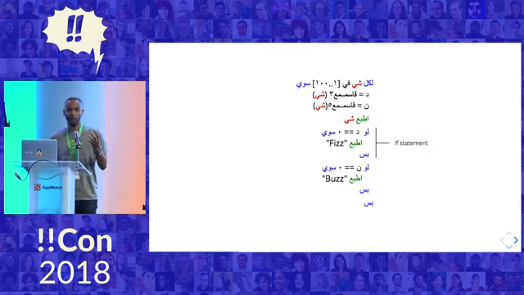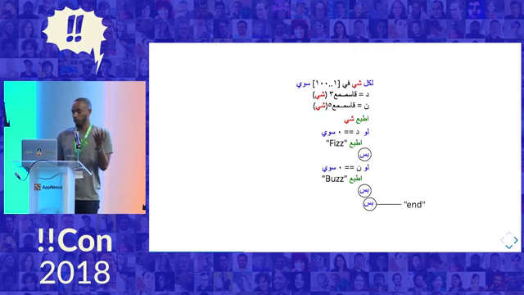And then the next thing is check if the mod 3 is equal to 0. If it is, it's clearly divisible by 3. Print that out. Print fizz. If it's divisible by 5, print buzz. And then the final parts to this program here are the keywords bus, which in Arabic means the end.